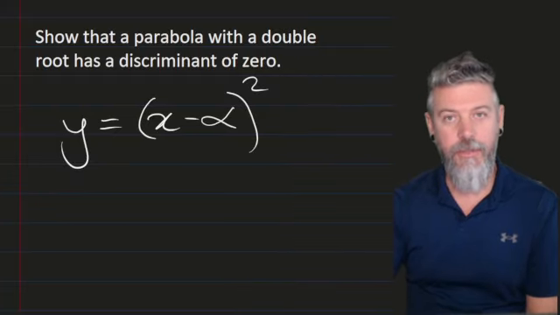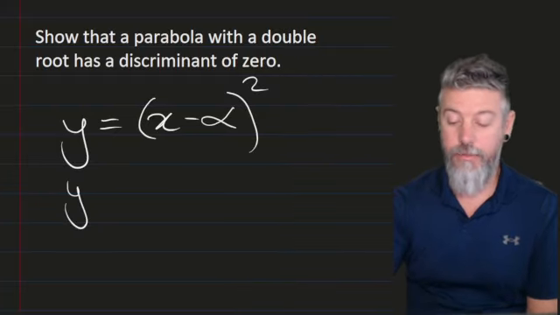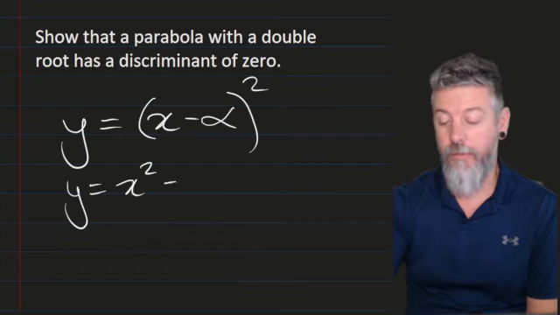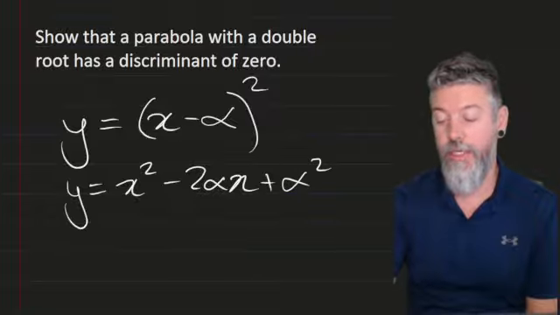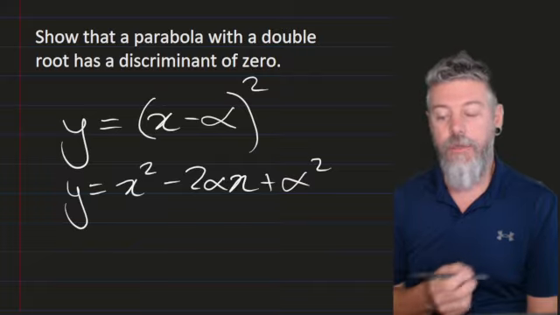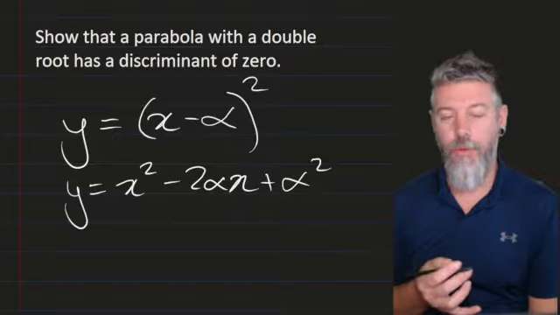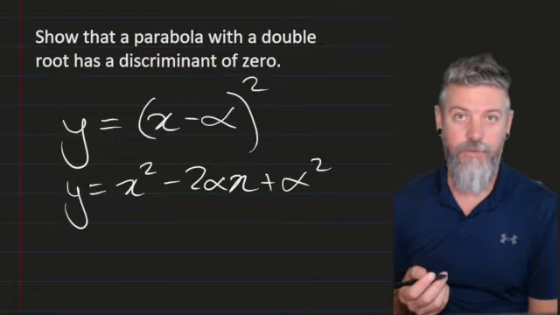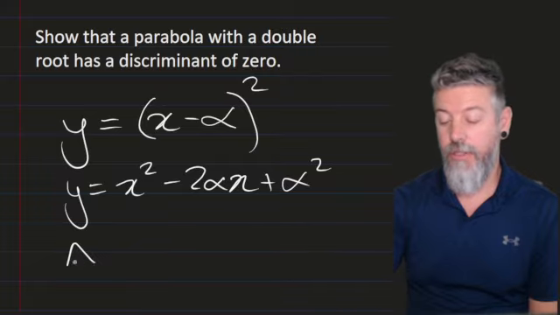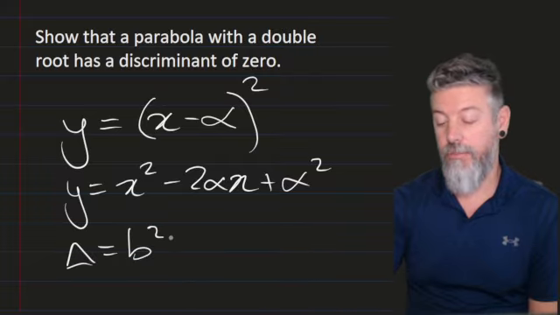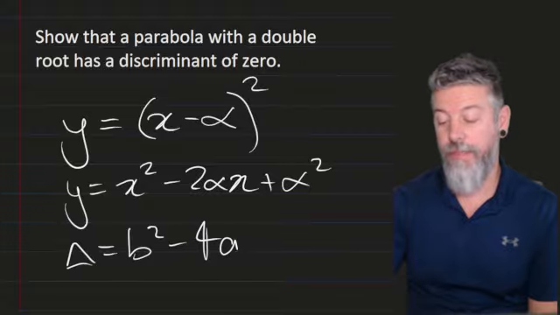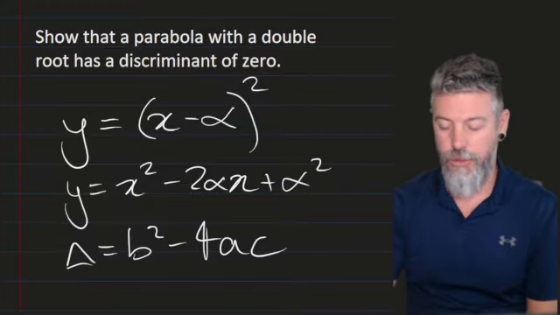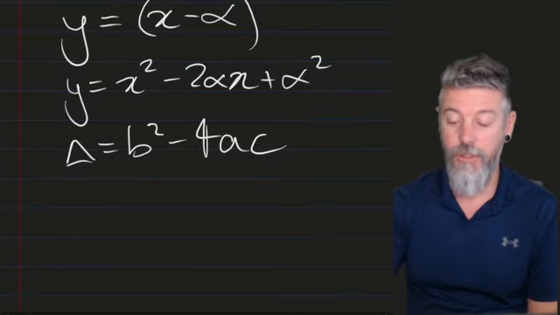With this now, we're going to go ahead and expand this and get y equals x squared minus 2 alpha x plus alpha squared. And so now that we've expanded it, we get it into a form that fits with our quadratic formula and also therefore our discriminant. So we've got this idea that our discriminant is b squared minus 4ac, and that's what we're going to go and substitute in. So let's do that.